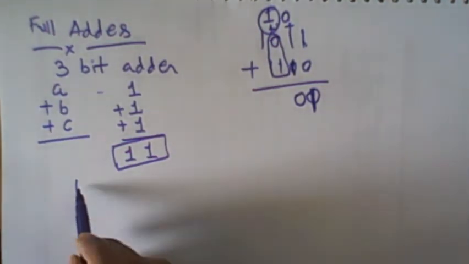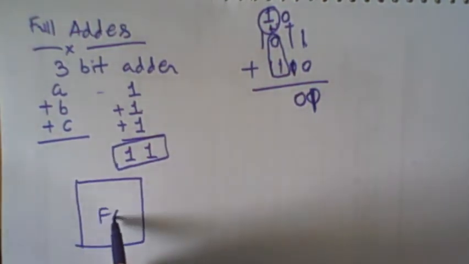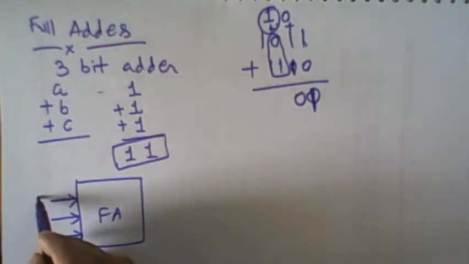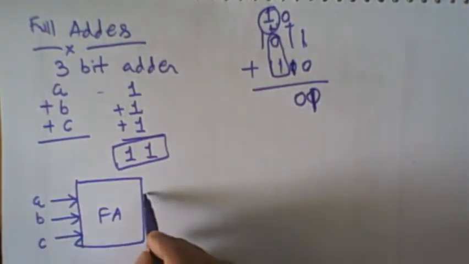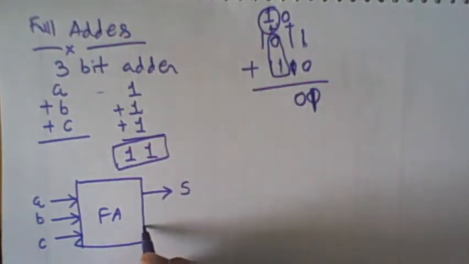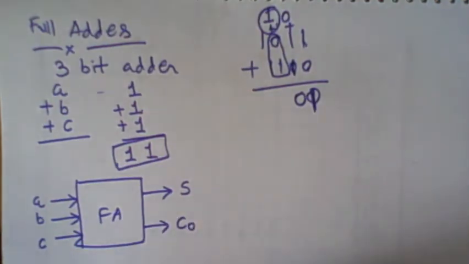To add 3 bits, we require at most 2 output variables. So a full adder has 3 input variables. Let me name them A, B and C, and it has 2 output variables: one is the sum bit and another is the carry out bit. So this is the full adder with 3 input bits and 2 output bits, and we have named each variable. A, B, C are the input variable names, and S and C0 are the output variable names.